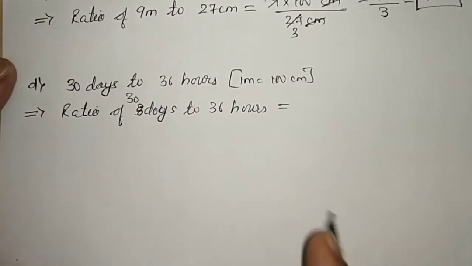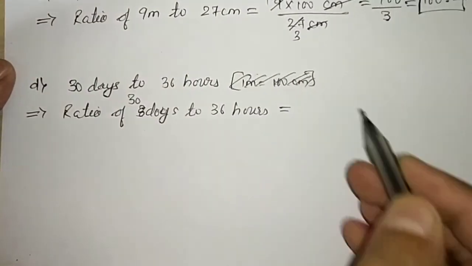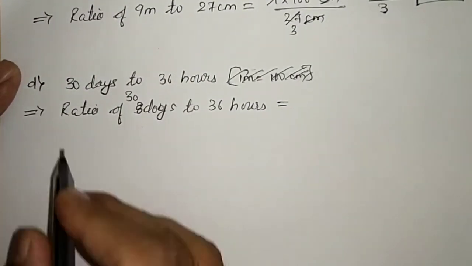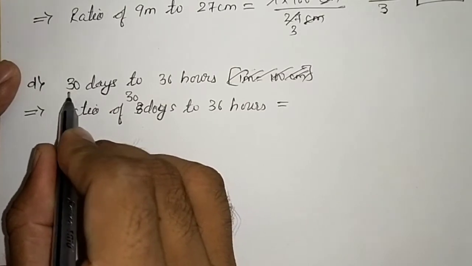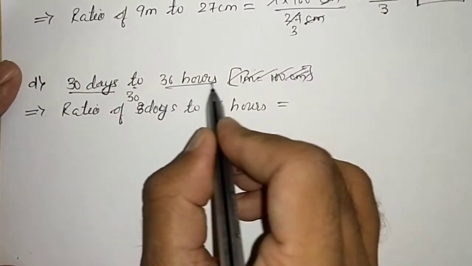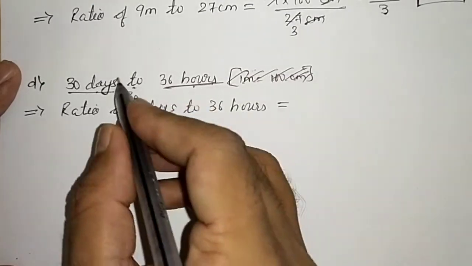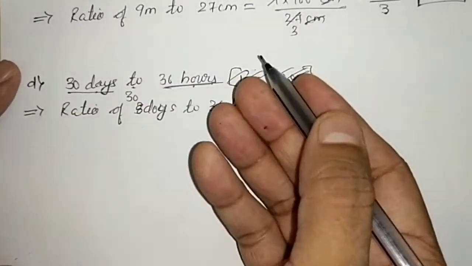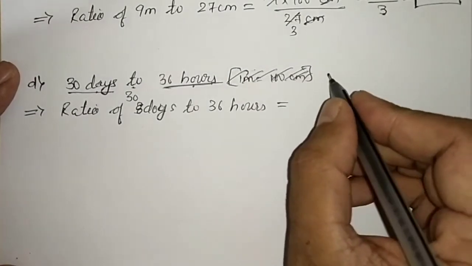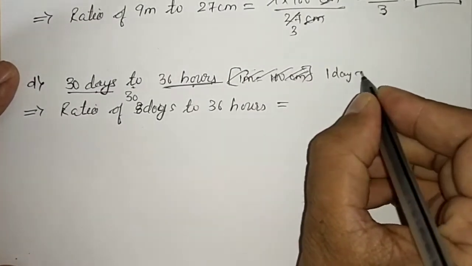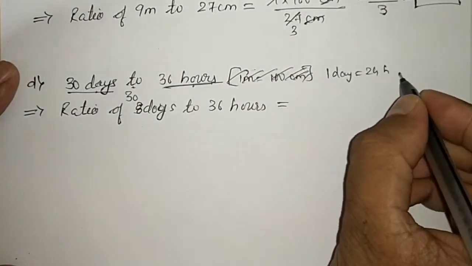Last part of question number 1. They told to find the ratio of 30 days to 36 hours. Here it is days, here it is hours. So we will convert days into hours. You know that one day is equal to 24 hours.